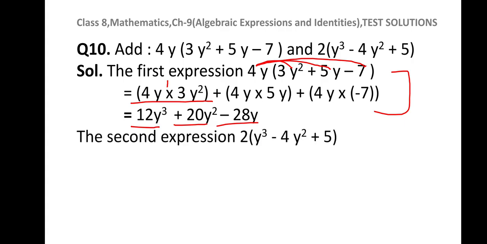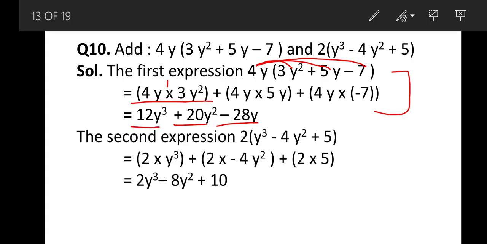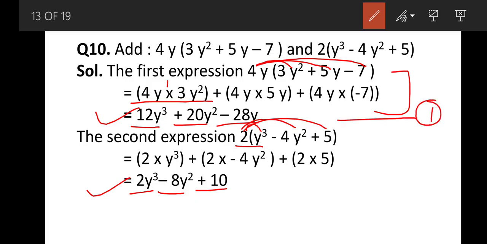Now solving the second expression, I am showing you the steps. It will be 2y cube, 2 into y cube, 2y cube, minus, 2 into minus 4y square, it will be minus 8y square, plus 2 into 5 is plus 10. So after solving the first expression, this we got. After solving the second expression, we got this. And now we need to add these two expressions. This is your equation 1 and this is your 2. It is not mandatory to do like this, but I am marking it for your own comfort.